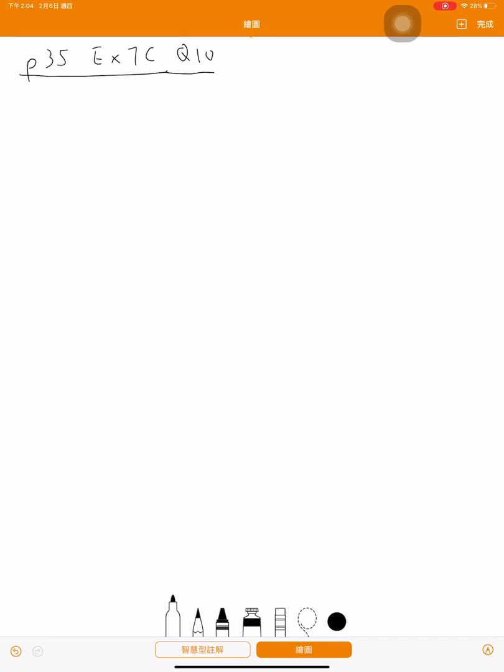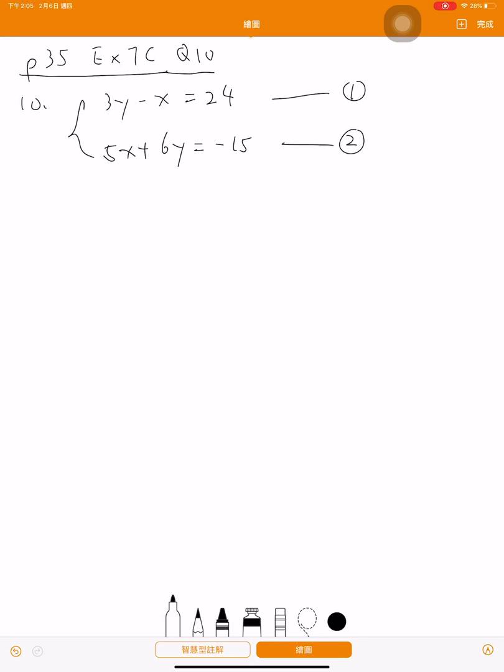Okay, I'm now going to talk about question 10 in exercise 7C. First of all, copy the question first. 3y minus x is equal to 24. 5x plus 6y is equal to negative 15. Again, I give the name of this one first equation, this one second equation.